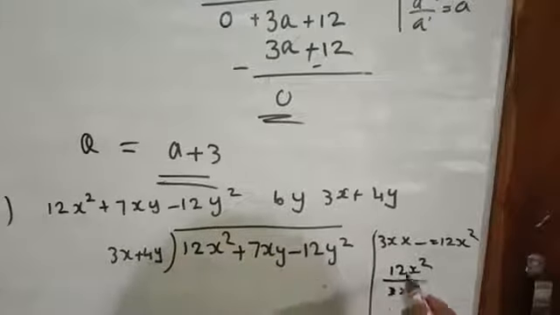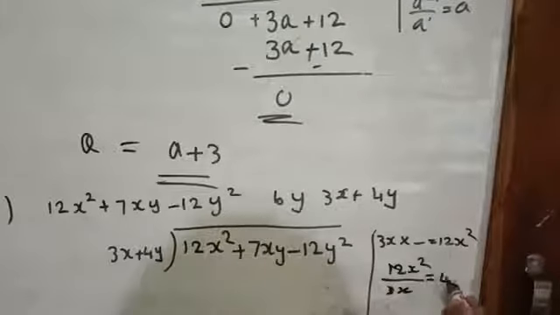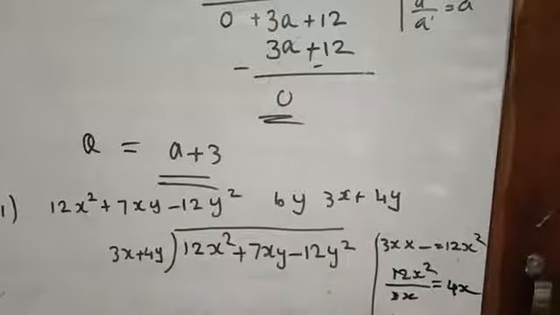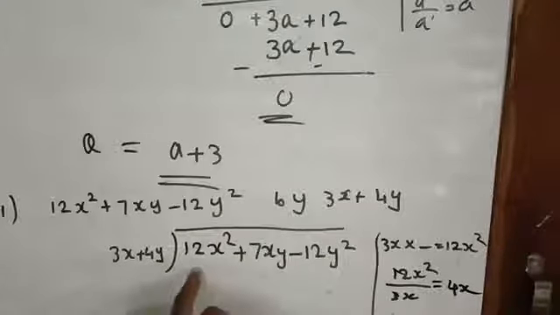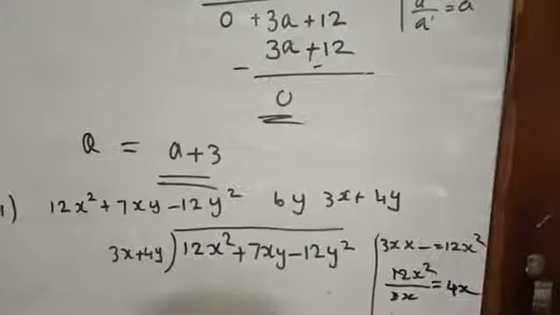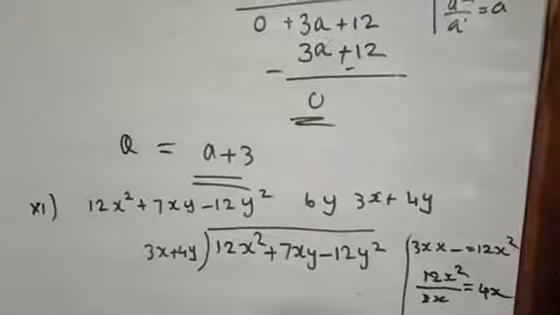1 3s are 3, 4 3s are 12, x, 4x. See, the first term of the dividend should be divided by the first term of the divisor. That is 12x square by 3x. 12 by 3 is 4, x square by x. So here the first term of the quotient is 4x.